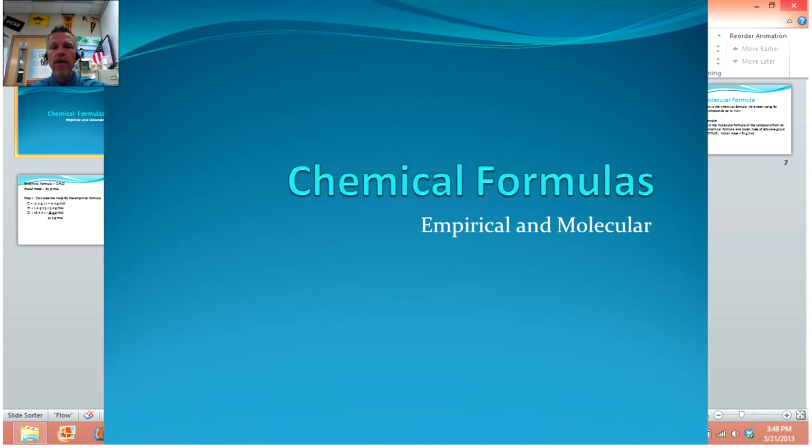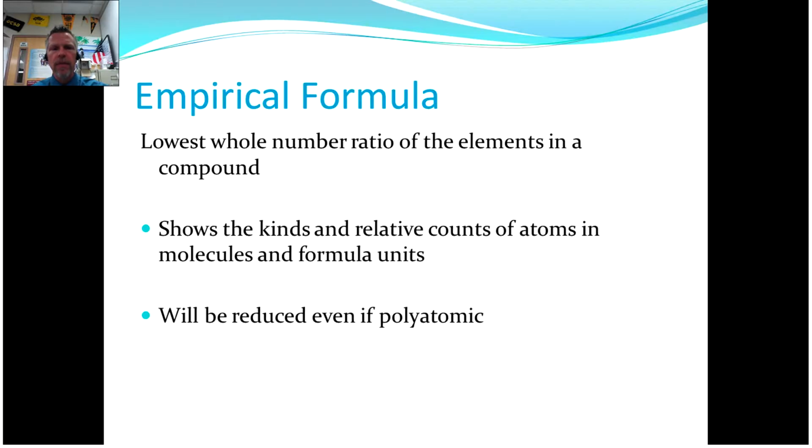Hello everyone, this is our lecture on chemical formulas. And we're going to learn about two kinds of chemical formulas called empirical and molecular formulas. Alright, so let's start with the empirical formula.